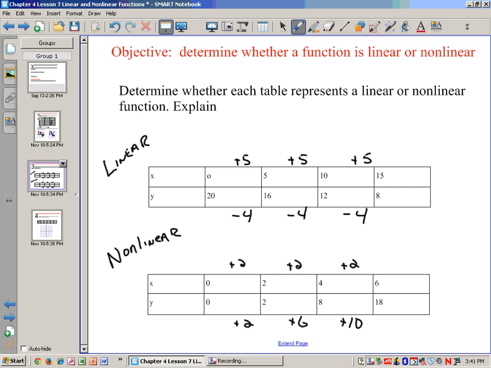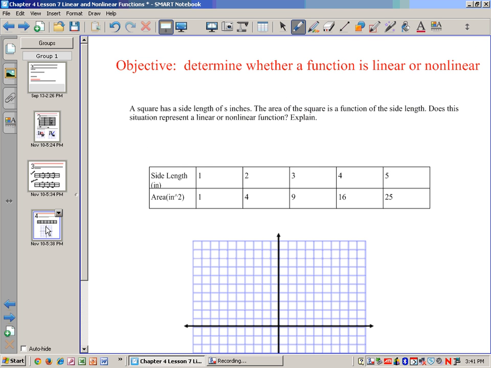Okay, let's look at our next example. We're going to look at a real-world example. A square has a side length of s inches. The area of the square is a function of the side length. Does this situation represent a linear or nonlinear function? Please explain. So let's look here. We're going to make a table to show the area of the square for side lengths of 1, 2, 3, 4, and 5 inches.